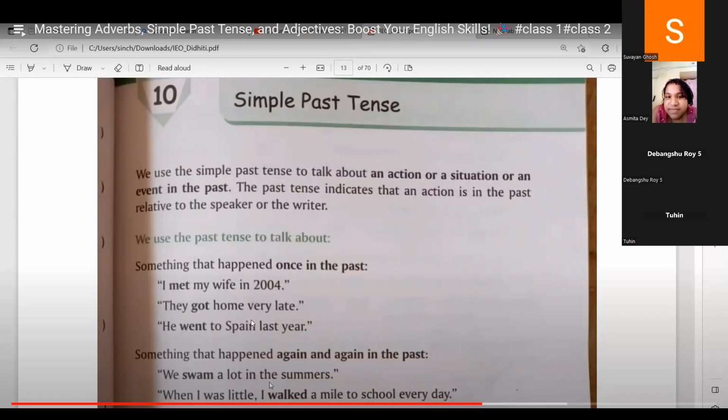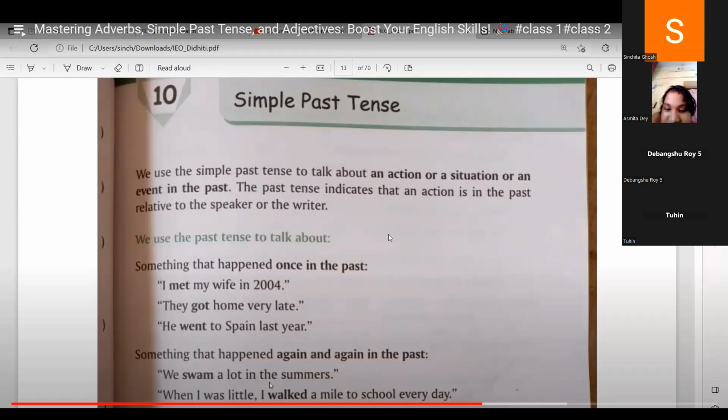Great. So tell me better, what is the simple past tense, Ashmita? An action or a situation or an event in the past that has already happened in the past is called a simple past tense. Very good. Excellent. Okay, Tuhin, better tell me what is a simple past tense? Simple past tense is that tense which tells us what happened in the past. That tense we call simple past tense. Very good. Excellent. The incident that has already happened in the past is called the simple past tense.